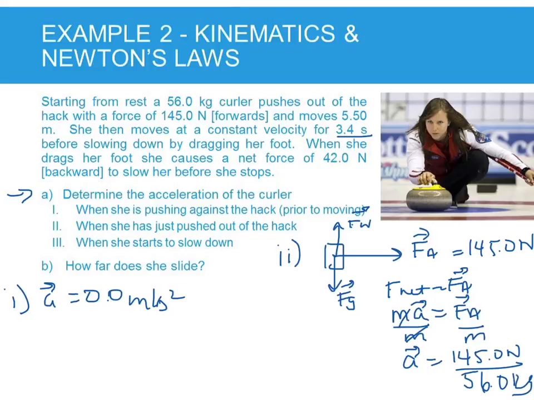I'm just going to go over here to write my answer. So our a is equal to 2.59 meters per second squared, and she's traveling forward. All right, so we're going to clean slate.